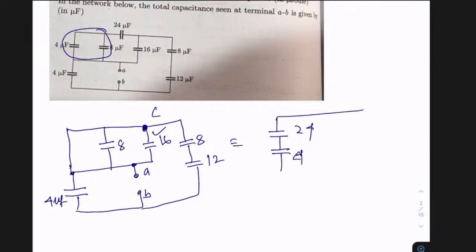And then on this side, you have this 8 and 12. The equivalent of 8 and 12 is 96 divided by 20. And from where are we finding this CAB? We are finding this CAB from this 4. So this is your CAB.